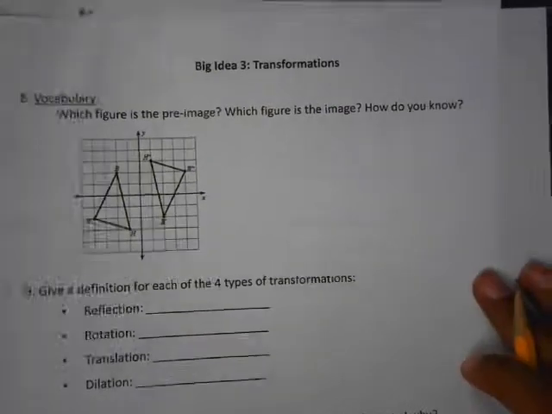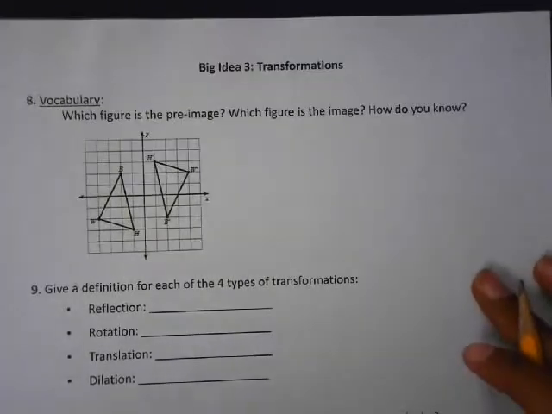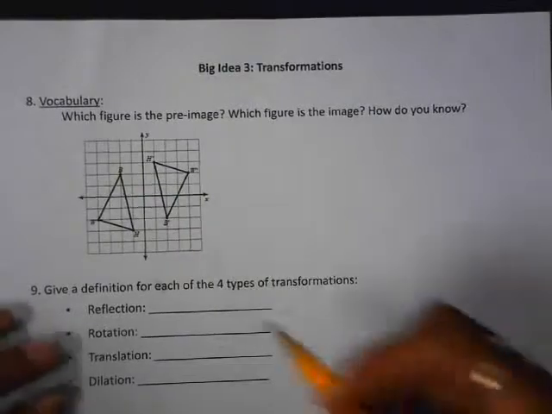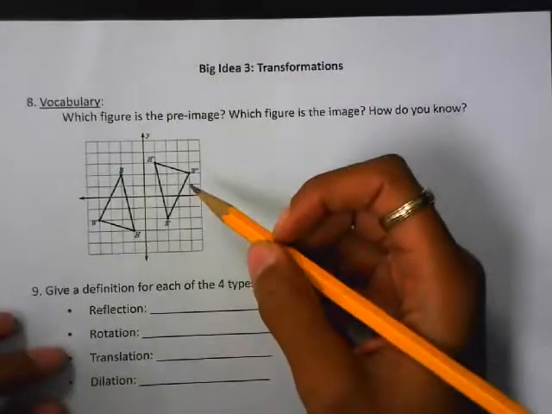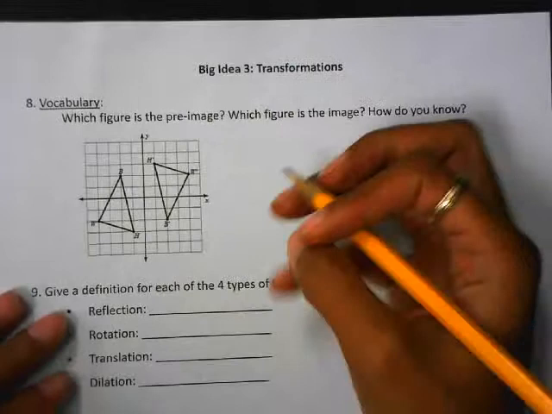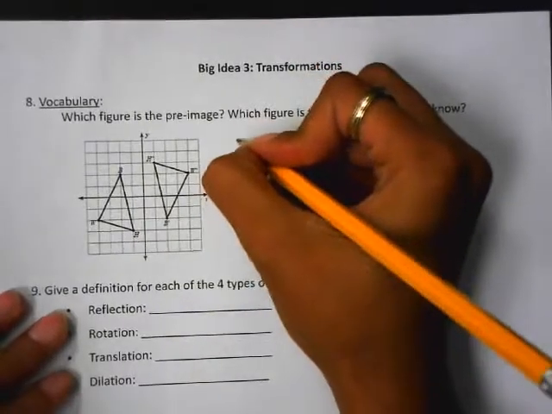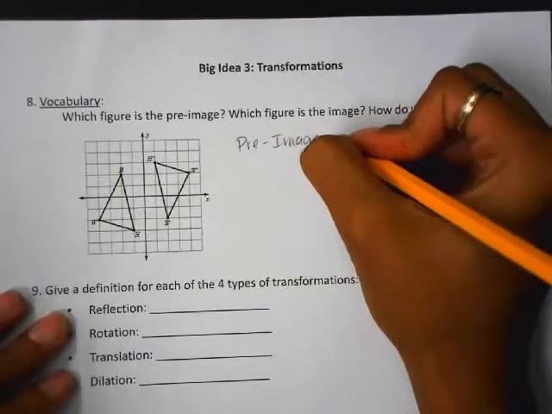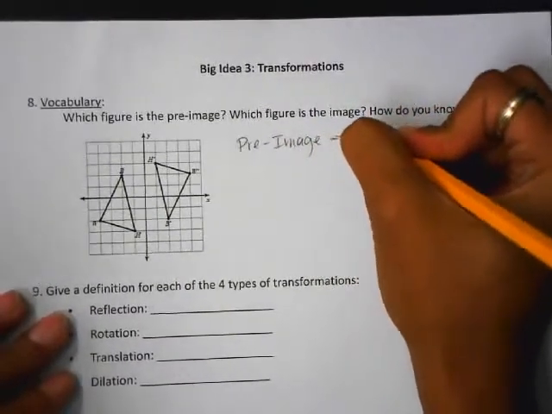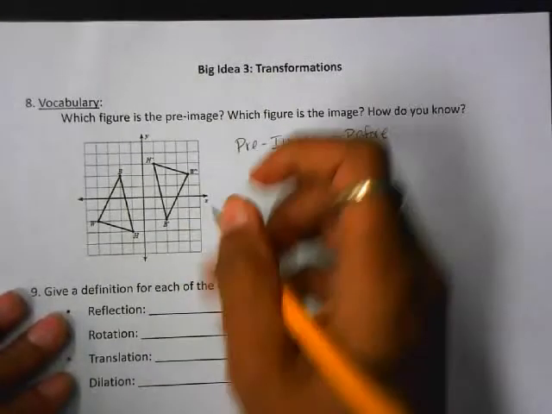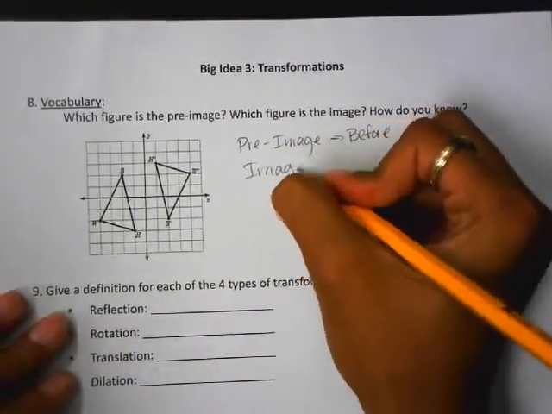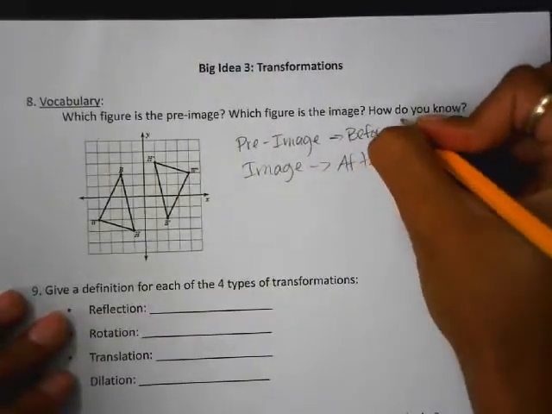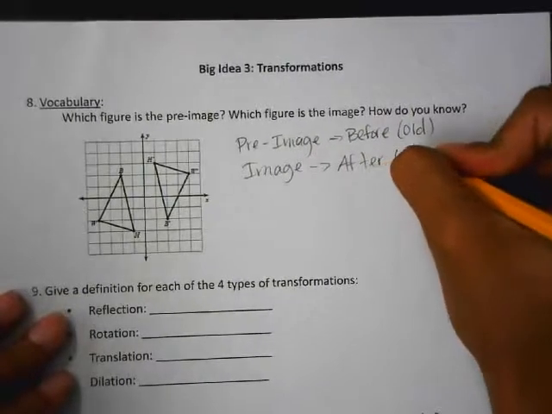Alright, big idea number 3 was transformations. So vocabulary. Figure which is the pre-image, figure which is the image. How do you know? So looking at this picture, the reason I know which one is the image and the pre-image. First of all, what is the difference between pre-image and image? Pre-image is your before. So it's before the transformation is done. Your image is the after. Okay? Or you can think of it as old and new.